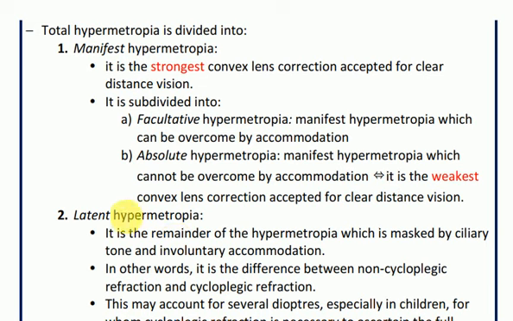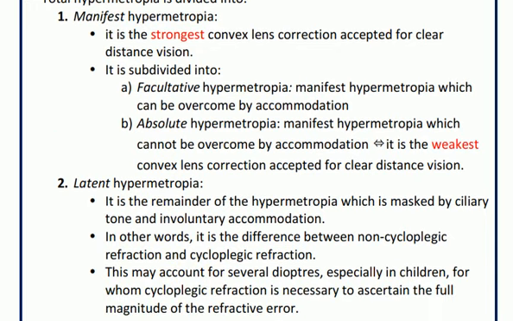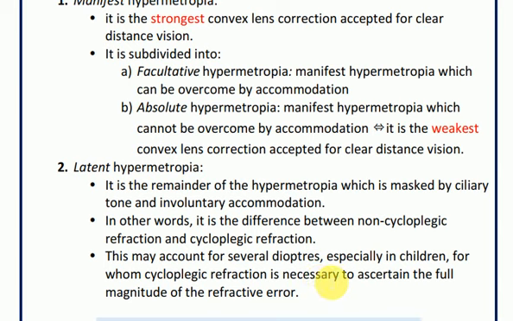For latent hypermetropia, cycloplegic refraction is necessary because this may account for several diopters, especially in children. So cycloplegic refraction is necessary to find the full magnitude of refractive error. So to find the full magnitude of latent hypermetropia, cycloplegic refraction is necessary. While for the manifest hypermetropia, there is no need of cycloplegic refraction, you just give the strongest convex lens. So it can be found by only convex lens, while latent by cycloplegic refraction.